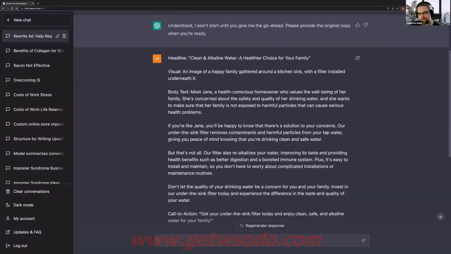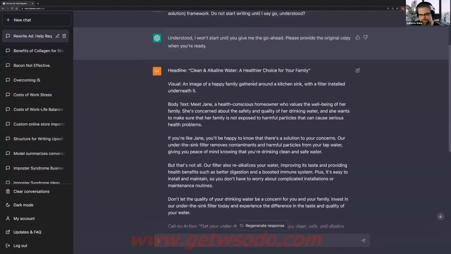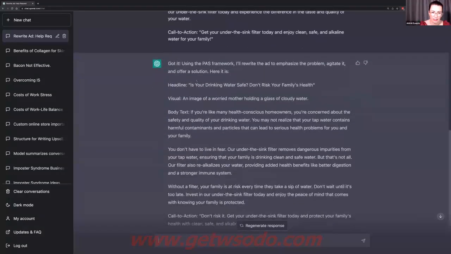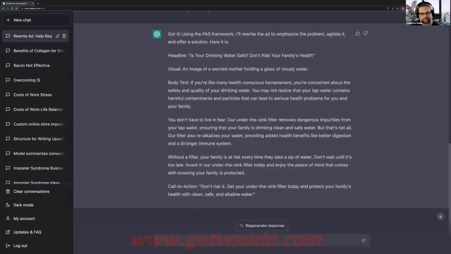Clean and alkaline water, a healthier choice for your family. If I'm scrolling on Facebook, I'm like, yeah, whatever. But this one, is your drinking water safe? Don't risk your family's health. I'm like, oh, is it safe? I don't know. Let me read more. Right. So that's how I would use this.